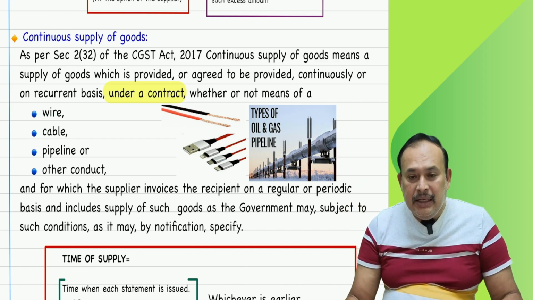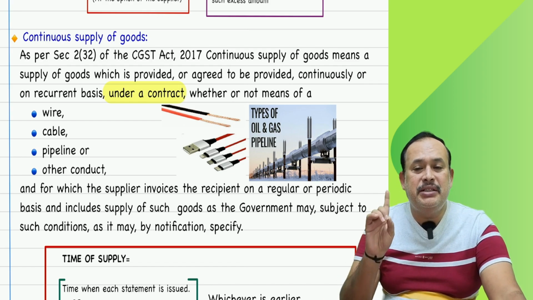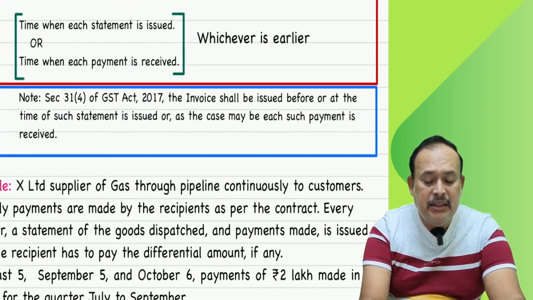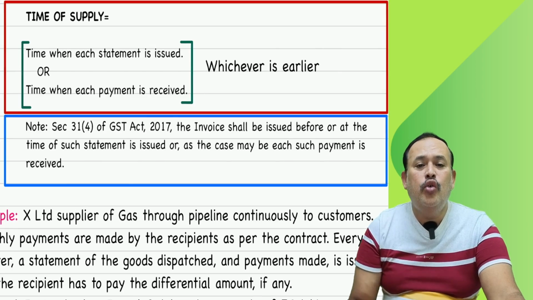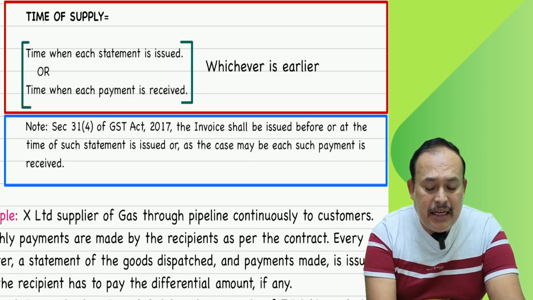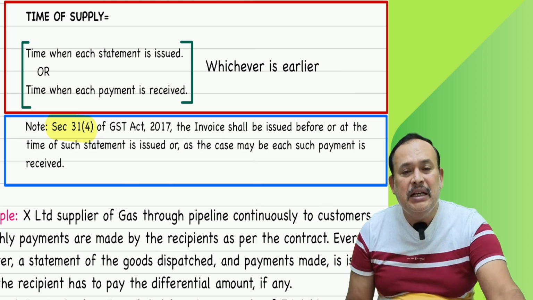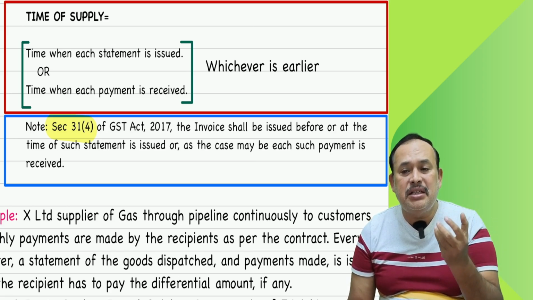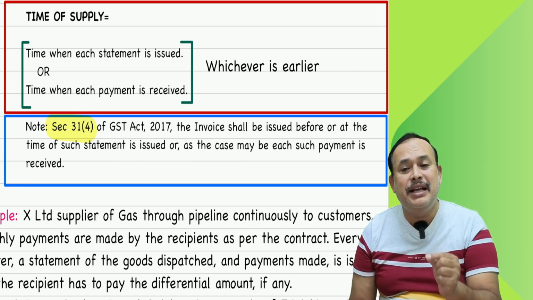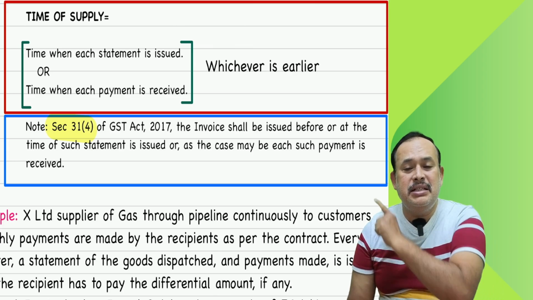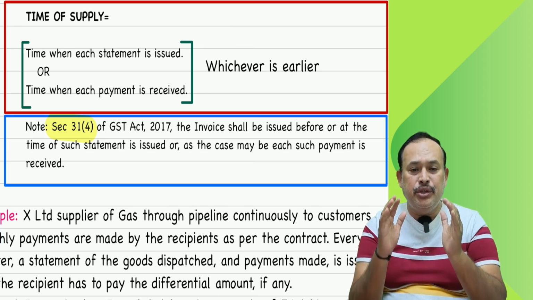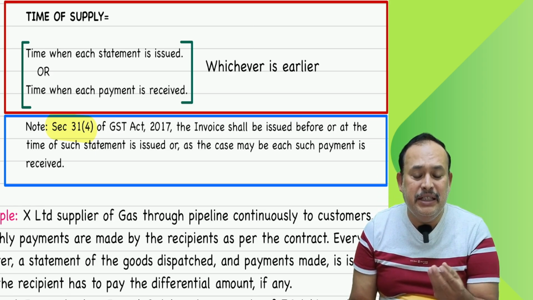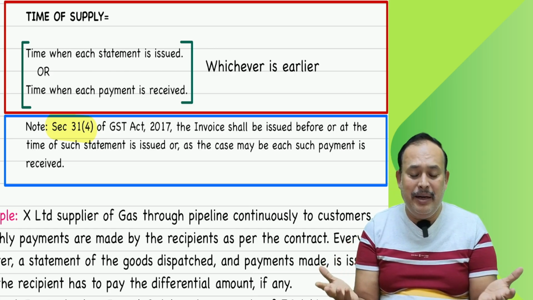Now, in the given case, my dear, one should understand the date of issue of invoice as per section 31 subsection 4, date of issue of invoice in the case of continuous supply of goods. The invoice shall be issued before or at the time of such statement is issued, or as the case may be, each such payment is received. That means the invoice should be issued on or before or at the time of such statement issued, or as the case may be, the payment received.